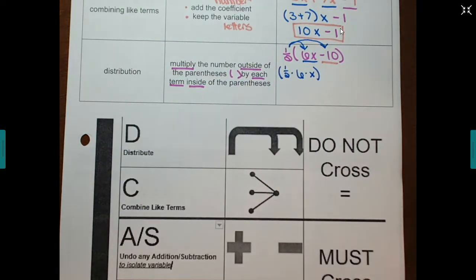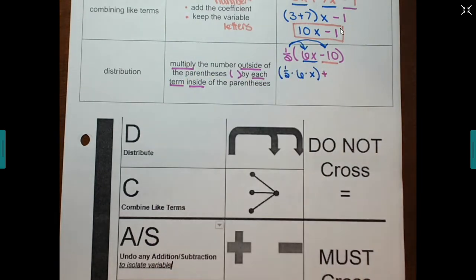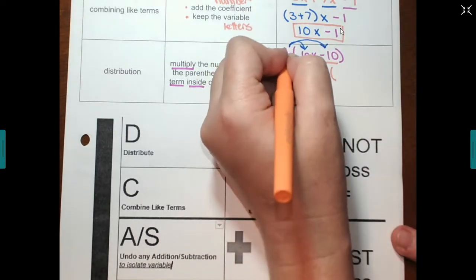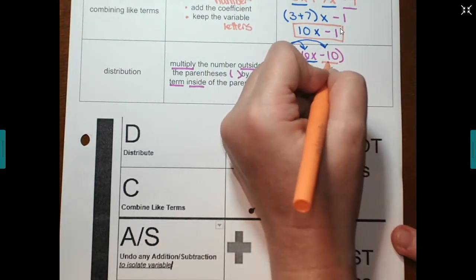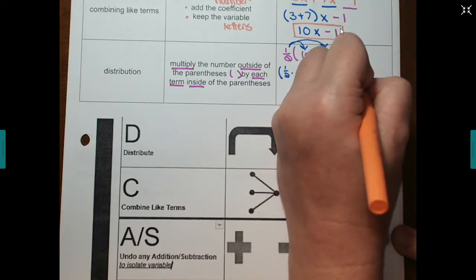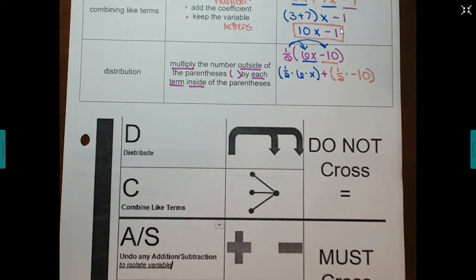Okay? Then you're going to do a plus. You will always do a plus in between. And then we're going to deal with our other one, which is going to be 1/2 times -10. Okay? So we've distributed it. Now we need to simplify it.